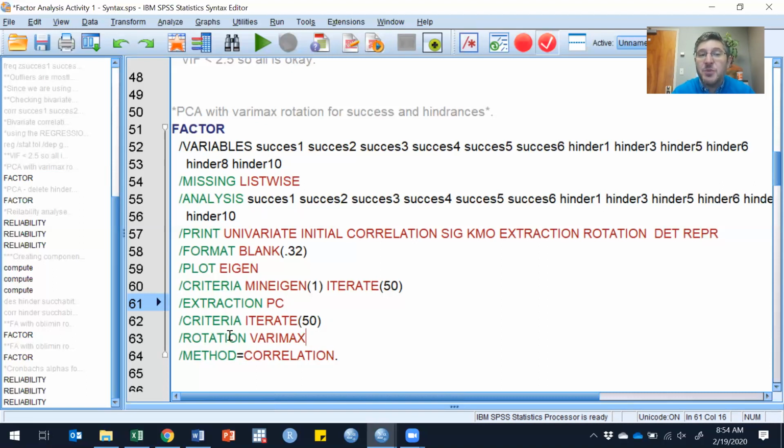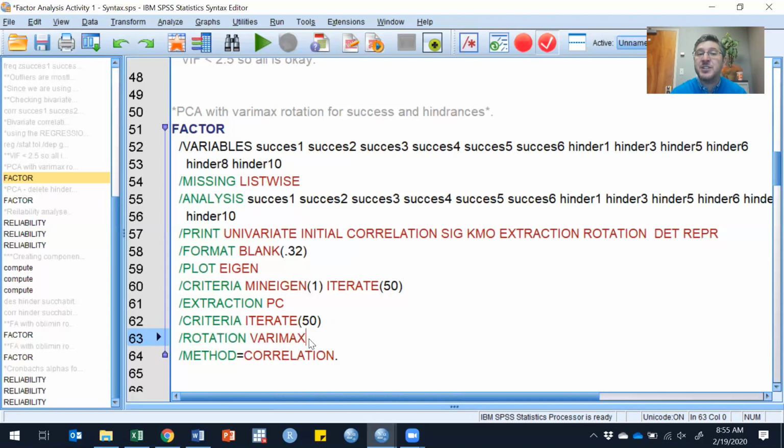And then here you put in the type of rotation you want. This is another part. So we say that we want to rotate the matrix using a Varimax rotation. And that's mainly just to help make the items more interpretable. You'll see the unrotated matrix is going to look pretty ugly, and everything's going to seem to load highly on the first component. But we can rotate the matrix and make it more interpretable.